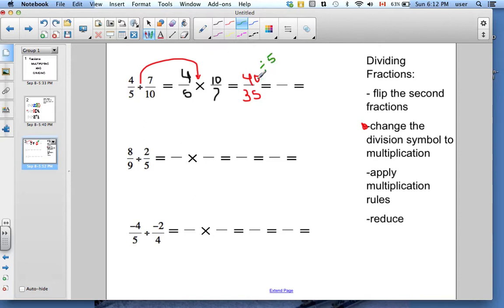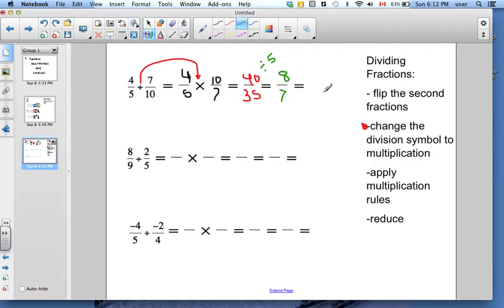So 40 divided by 5 gives us 8. 35 divided by 5 gives us 7. Here, we could leave it like this. I want to show you one more thing, is you can make this into a mixed number. Right now it's an improper fraction because our numerator is larger than our denominator.